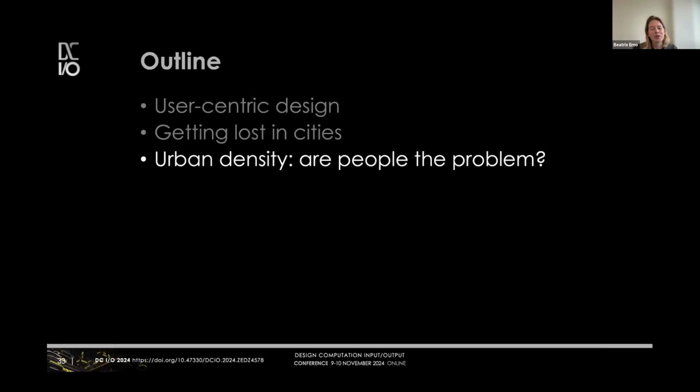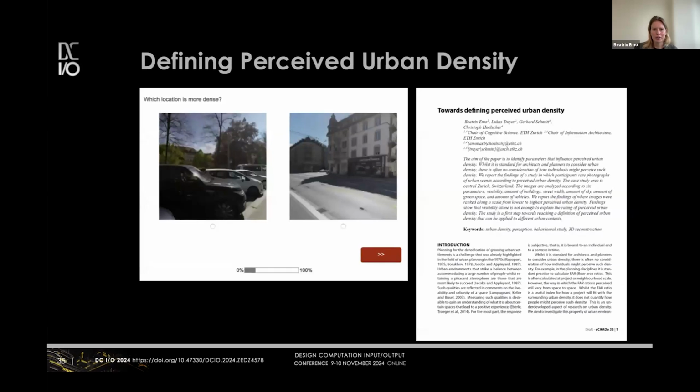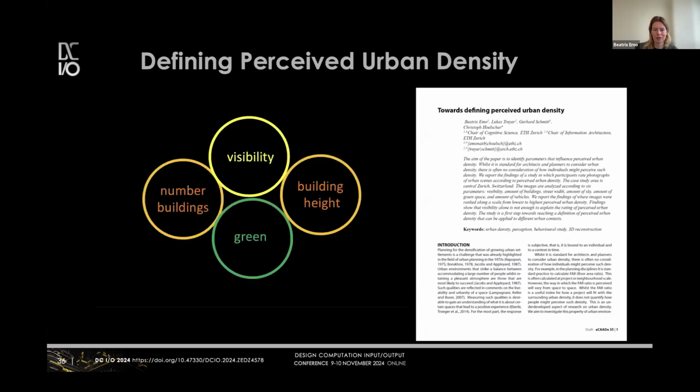So I have a few minutes left, so I wanted to talk a little bit about another project, which is about urban density and whether urban density is a factor of crowdedness. So I had a project in a few different parts. The first part was, how do people rate perceived urban density? And I used photographs without people in them in this pilot study, and I asked them to rate which location is more dense, and I came up with space geometric ways of analyzing the results.